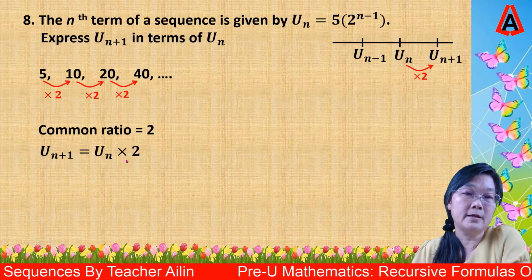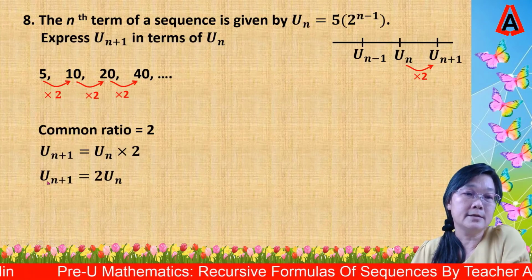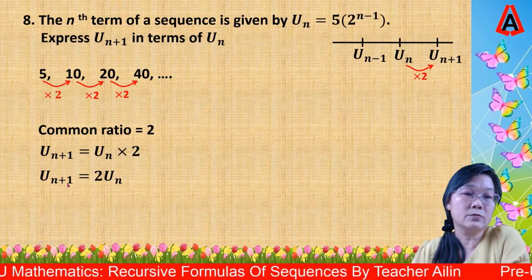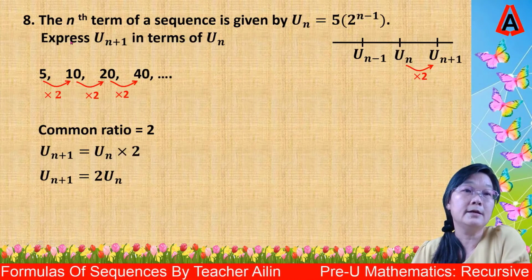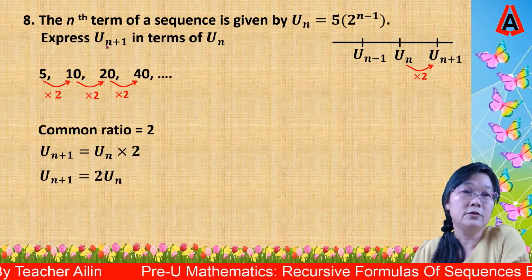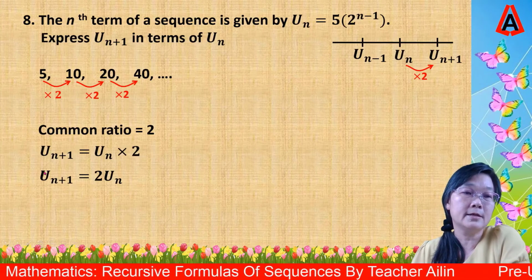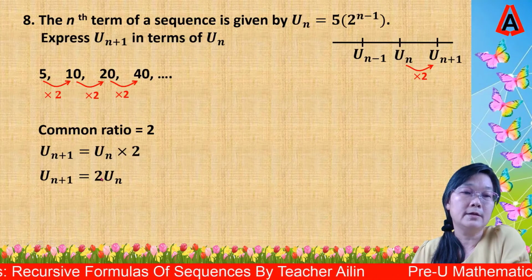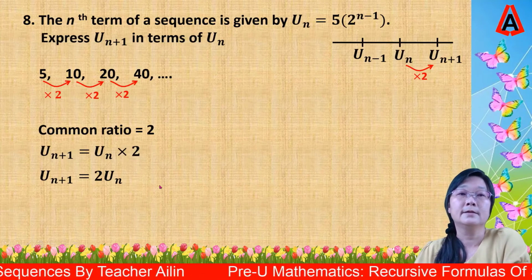So u_n multiply 2. So finally, the answer is u_(n+1) equals 2u_n. So this is what the question asks for, that is express u_(n+1) in terms of u_n, that is equal to 2u_n.